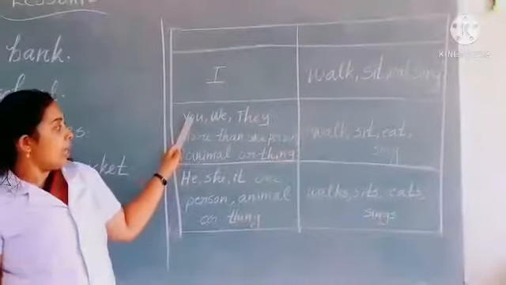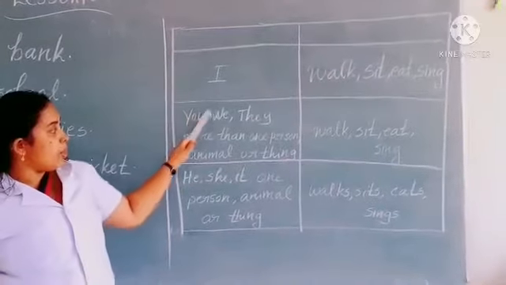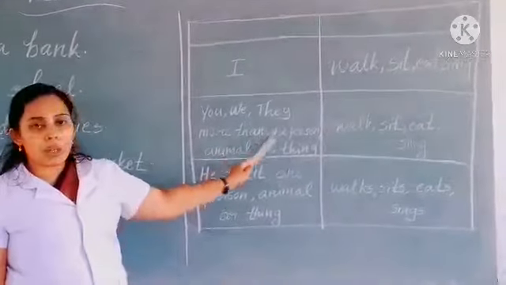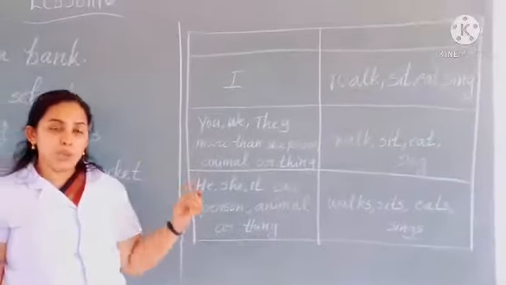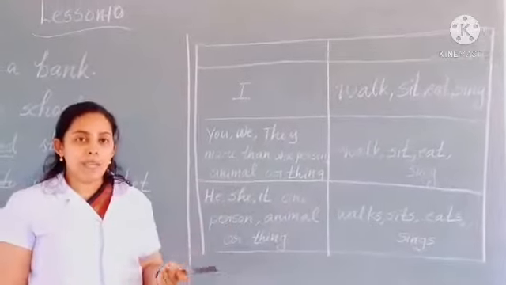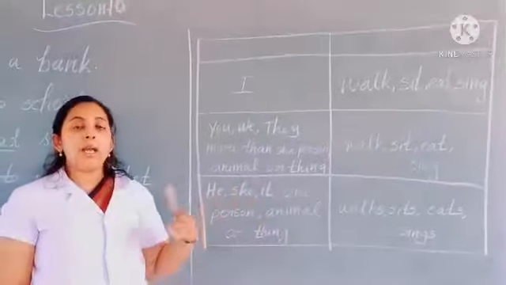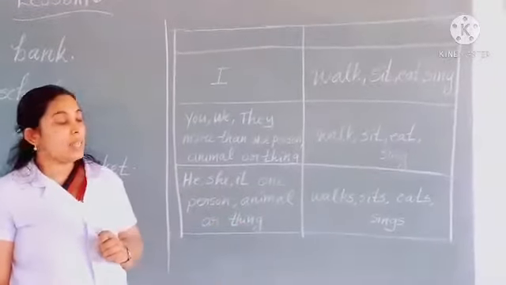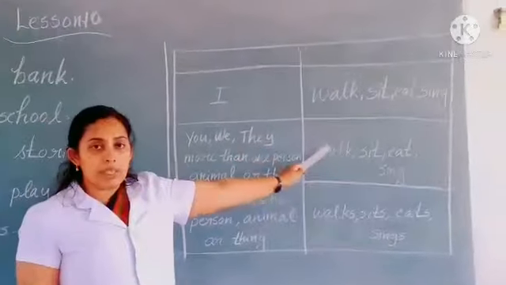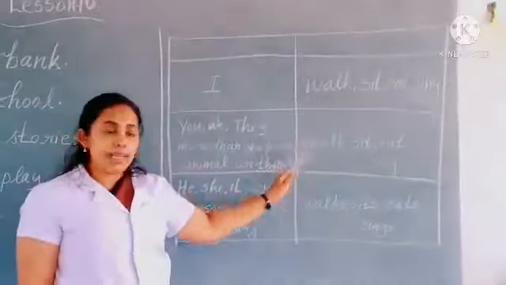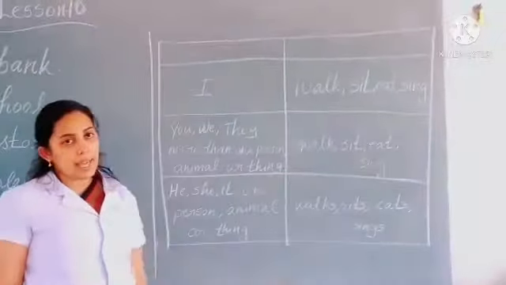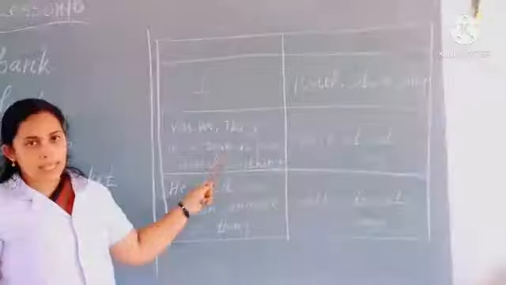The next one, if the noun is you, we, they, more than one person, animal or thing. If the noun is you, they, we or more than one person, more than one animal, more than one thing, in such cases we do not add s with the verb. We can use only the verb: walk, sit, eat, sing, like that. These are given as some of the examples.